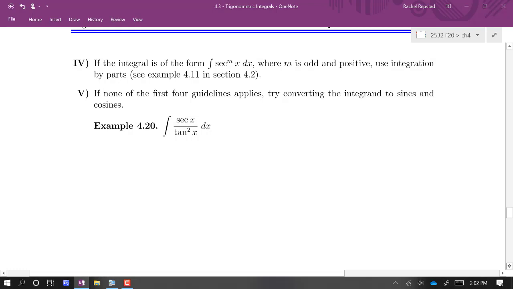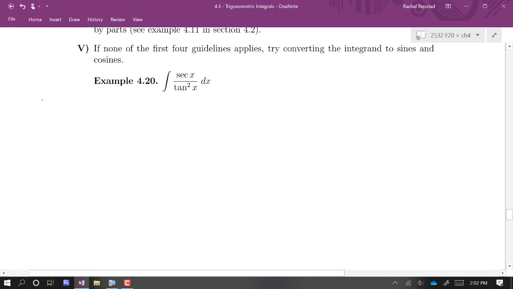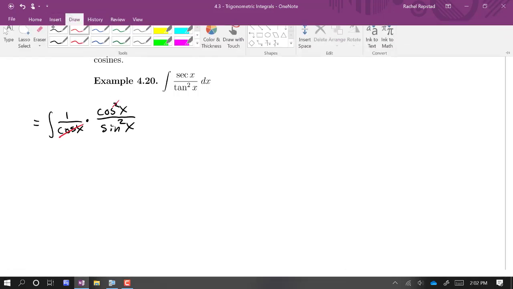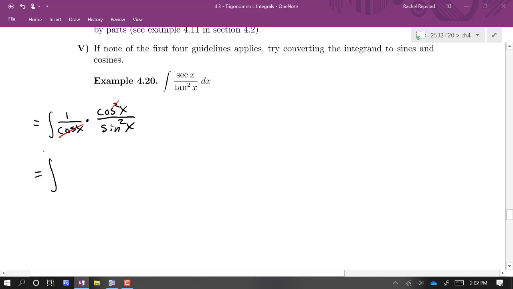So in example 4.20, we've got the integral of secant over tan squared. Now, secant is the reciprocal of cosine, so that's like a factor of 1 over cosine x. And then dividing by tan squared is like multiplying by cotan squared. And cotan is cosine over sine. So that tan squared in the bottom becomes this fraction cosine squared x over sine squared x. We can do some simplifying here. We can cancel a factor of cosine. So now we have cosine x over sine squared x.